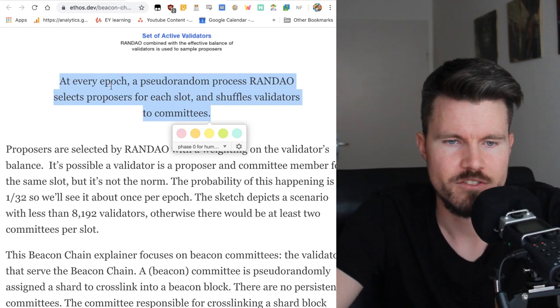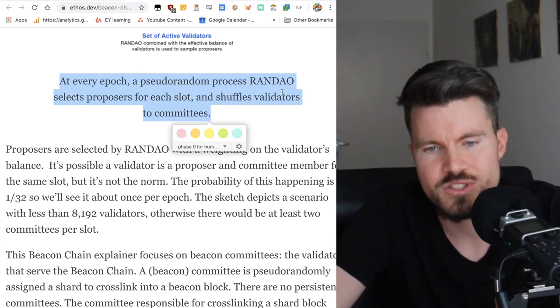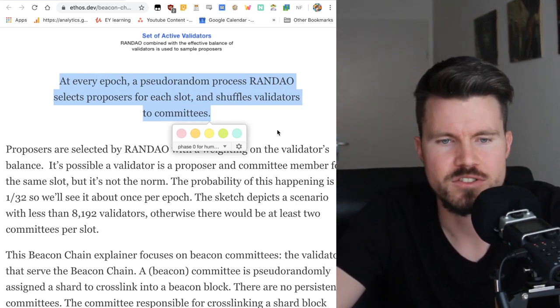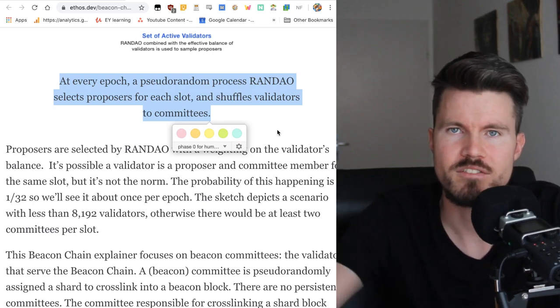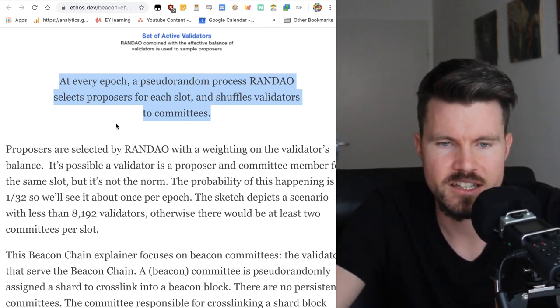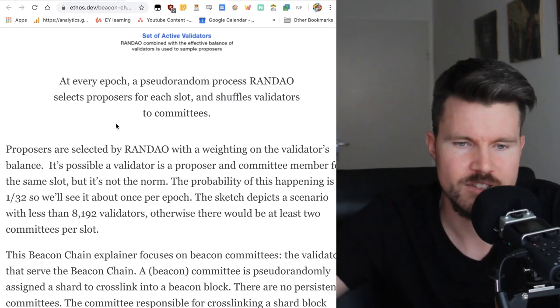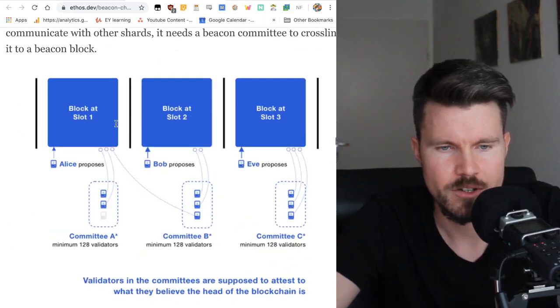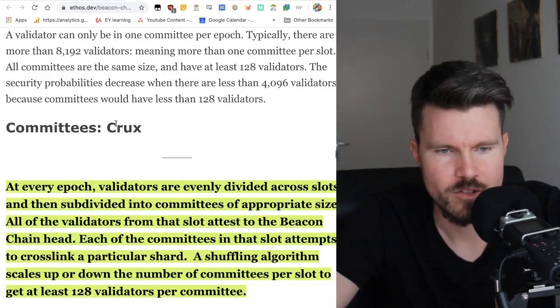So after 6.4 minutes, a pseudo-random process, RANDAO, selects proposers for each slot and shuffles validators into committees. This helps make the whole thing a lot more random, a lot more secure. We're going to skip this part.